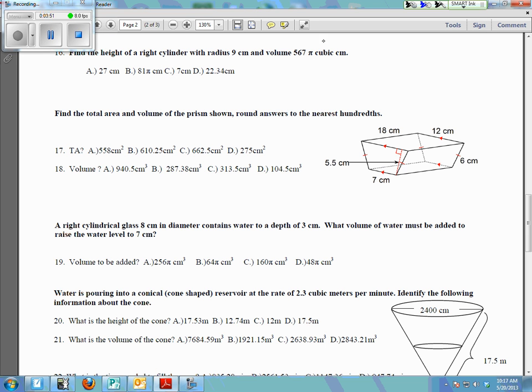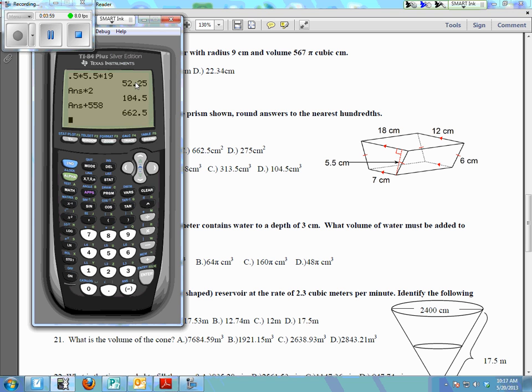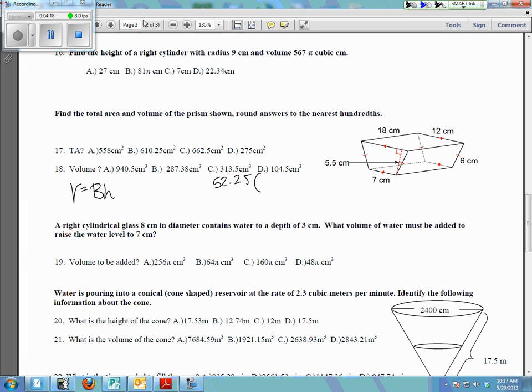Volume is base area times height. Okay, well, we just found the base area. I'm going to go back to my calculator. Base area was 52.25. So 52.25 is capital B. Now times the height of the prism. The height of the prism is 18. So I'll multiply that by 18. So 52.25 times 18. And the volume of this thing is 940.5, which is option A.